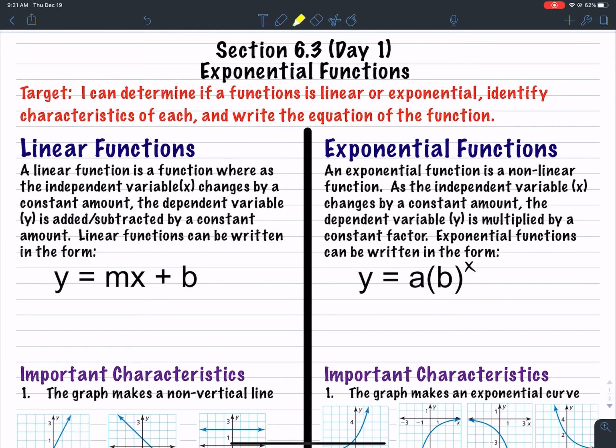All right, so today's video is going to cover section 6.3. It's our first day of the section. And what section 6.3 is going to cover is very important. We are learning a new type of function today, and this is called an exponential function.